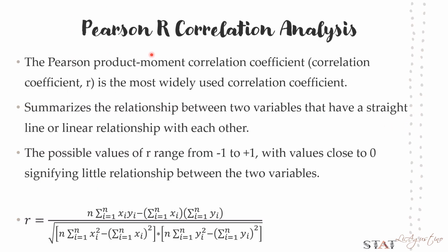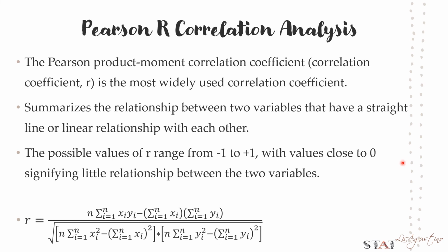And then the Pearson correlation. To review, it is the Pearson product moment correlation coefficient, and it is the most widely used correlation coefficient. It summarizes the relationship between two variables that have a straight line or linear relationship with each other, and the values range from -1 to +1, with values close to 0 signifying little relationship between the two variables. So that is our formula here projected on the screen.